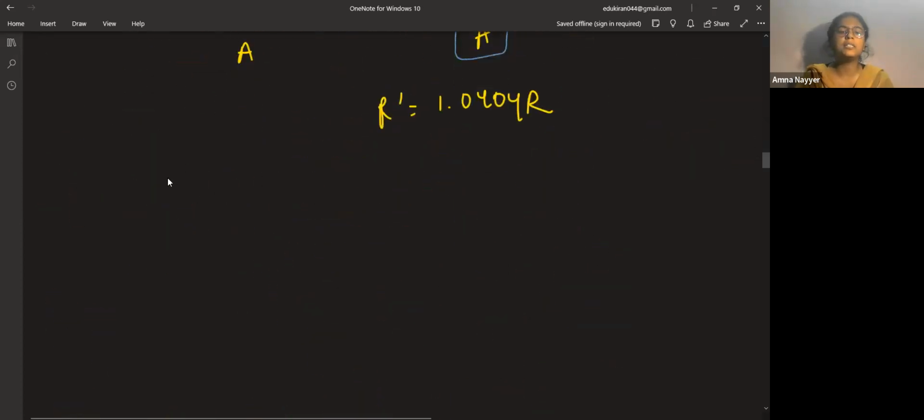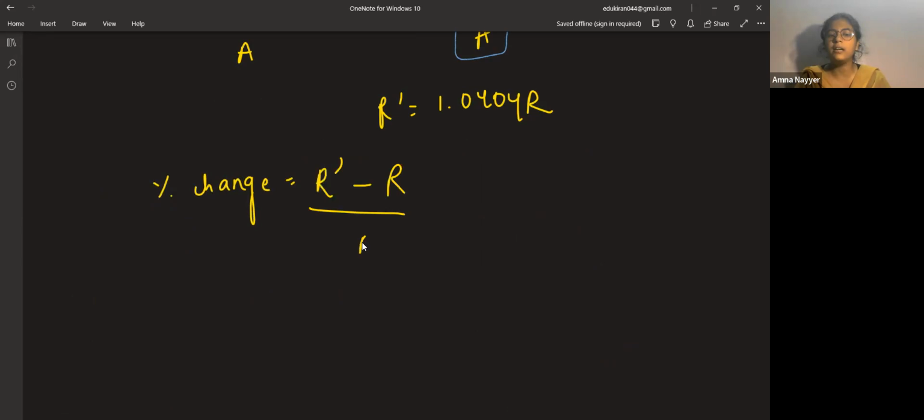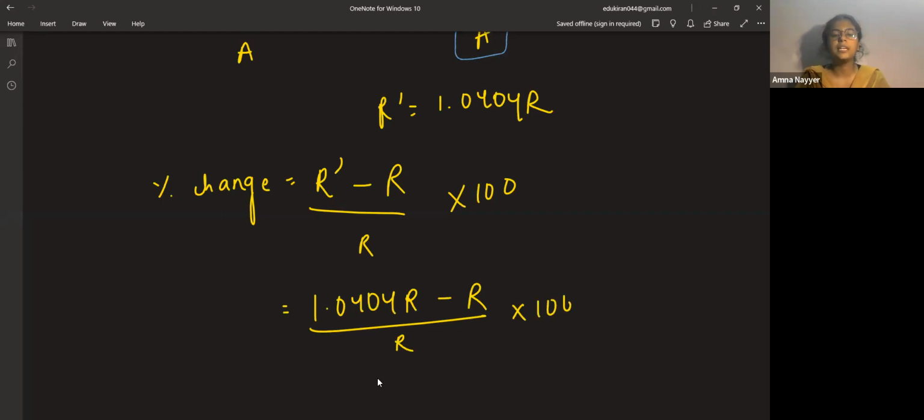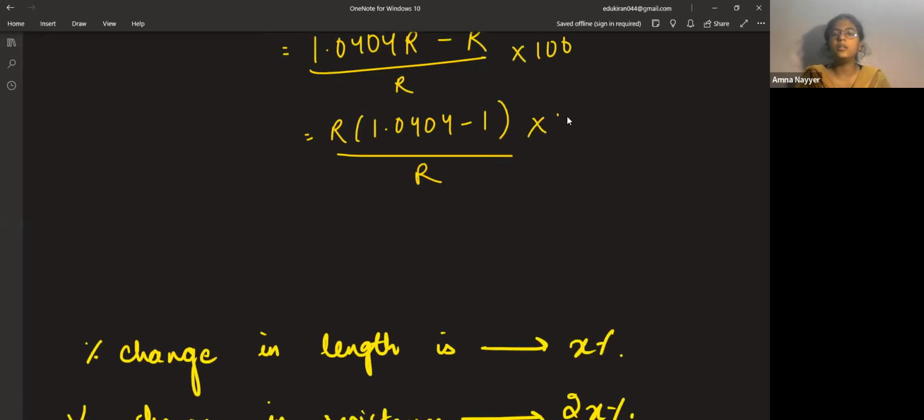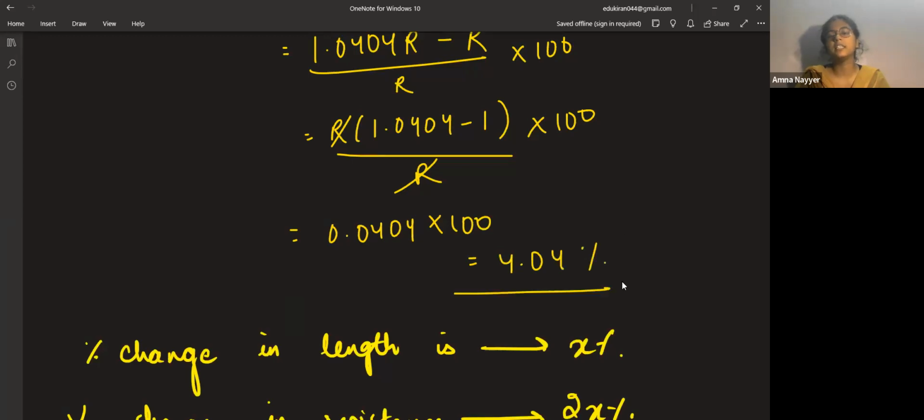So how do you calculate percentage change? The change that has occurred divided by the original. Final minus initial, divided by initial, into 100 for percentage. This will give you a fraction, and by multiplying it by 100, you will get the percentage change. So new is 1.0404 R minus R, divided by R, into 100. Let's take R common. So we are left with 1.0404 minus 1, divided by R, into 100. R is getting cancelled. This becomes 0.0404 into 100, equal to 4.04 percent change. This is the final answer.